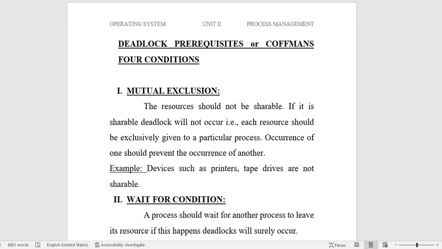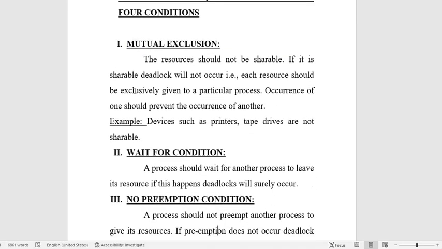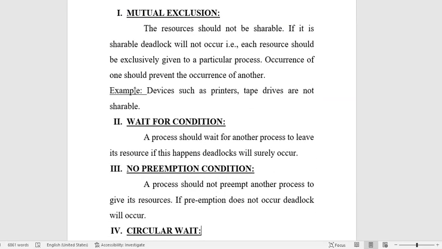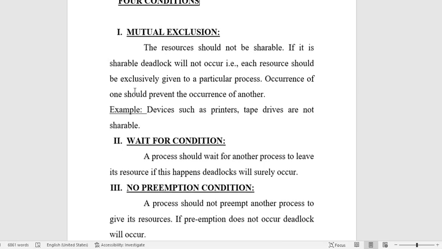Today we are going to see the deadlock prerequisites, or you can say Coffman's four conditions. In the last class we discussed what is meant by a deadlock. There are four deadlock prerequisites. The first one is mutual exclusion, the second is wait for condition, the third is no preemption condition, and the fourth is circular wait. First we can discuss mutual exclusion.